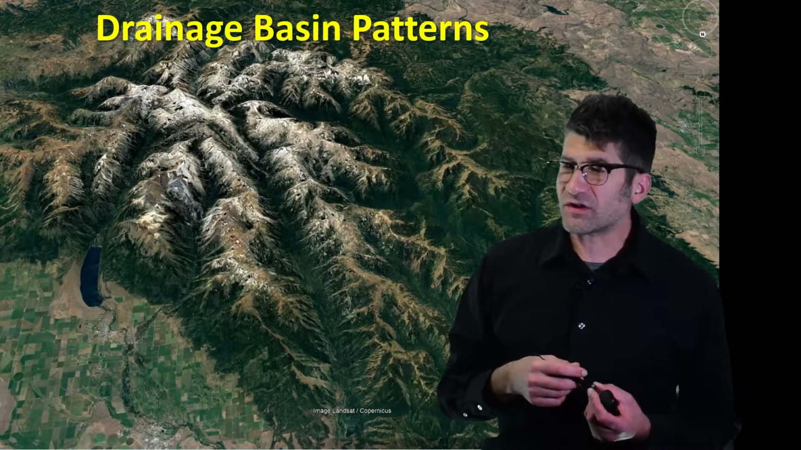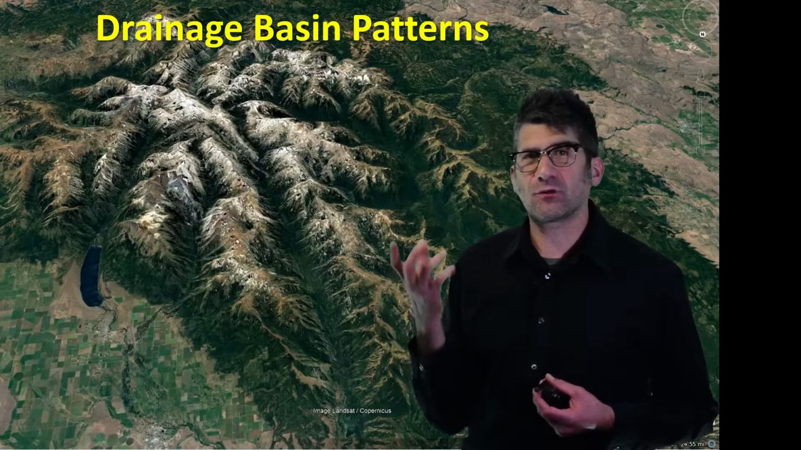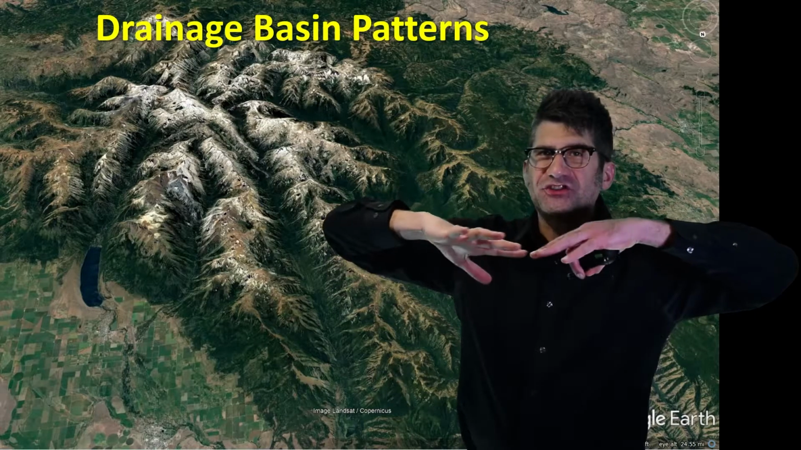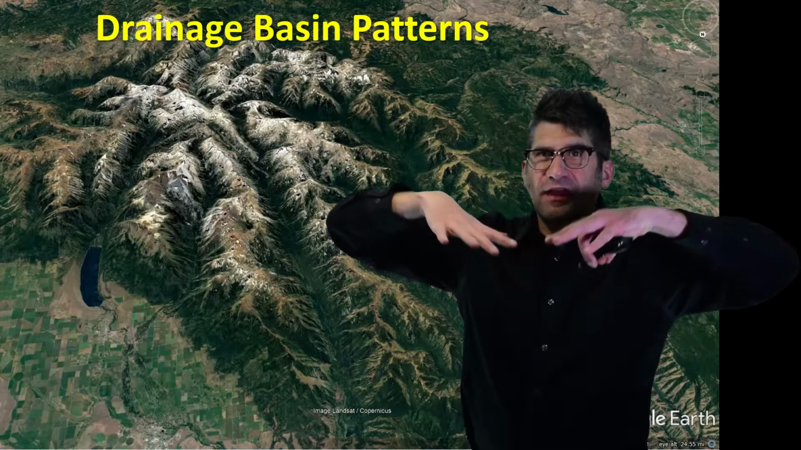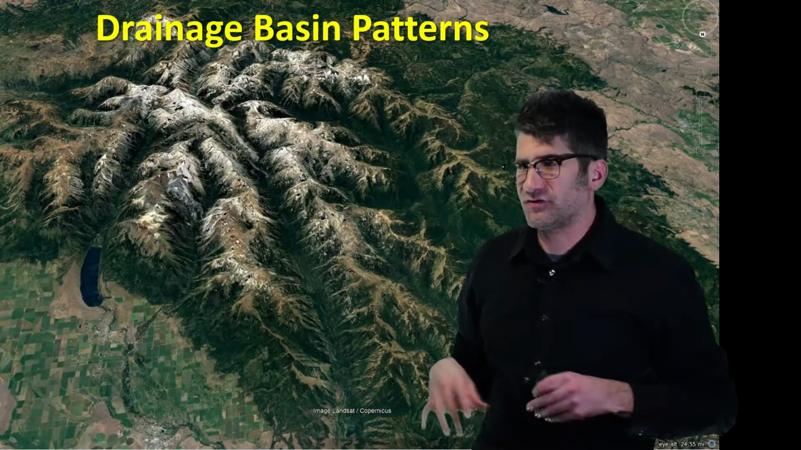Okay, let's talk a little bit about drainage basin patterns. When we talk about a drainage basin pattern, we're talking about the orientation of tributaries and main stem channels. So basically the orientation of the rivers within the drainage basin.